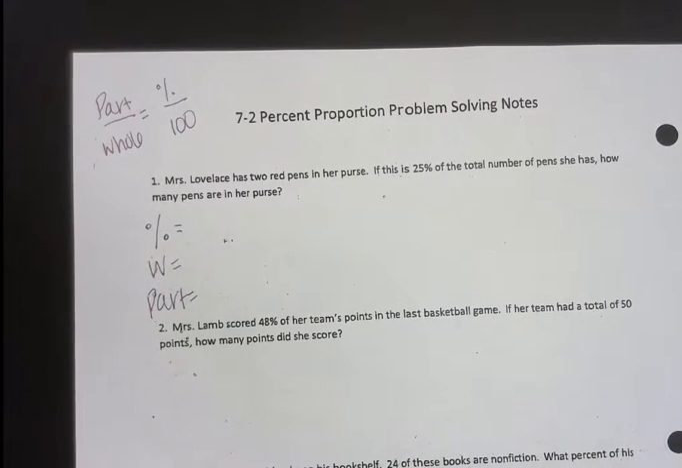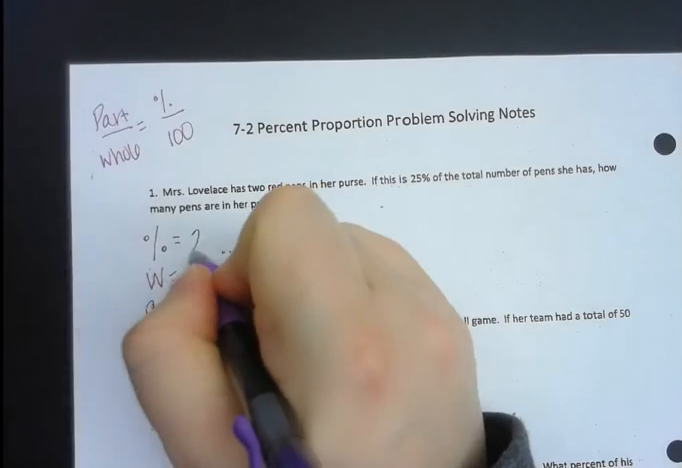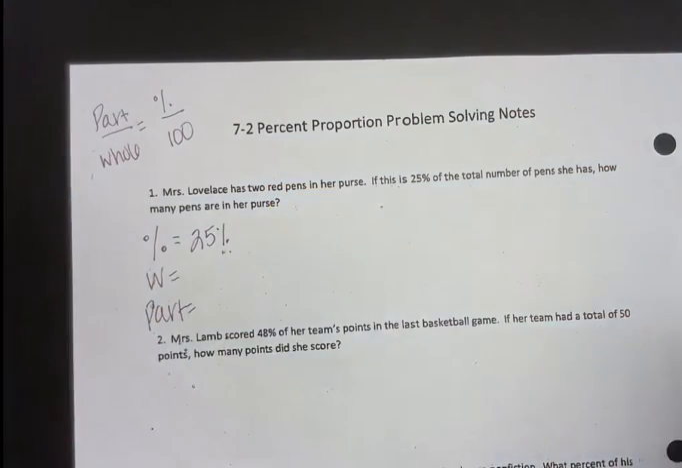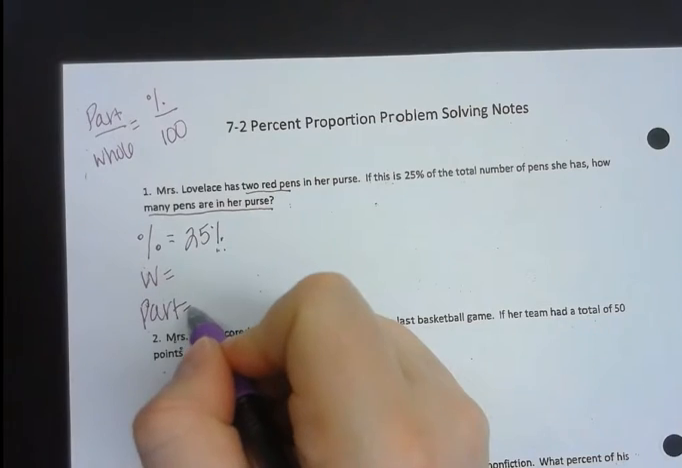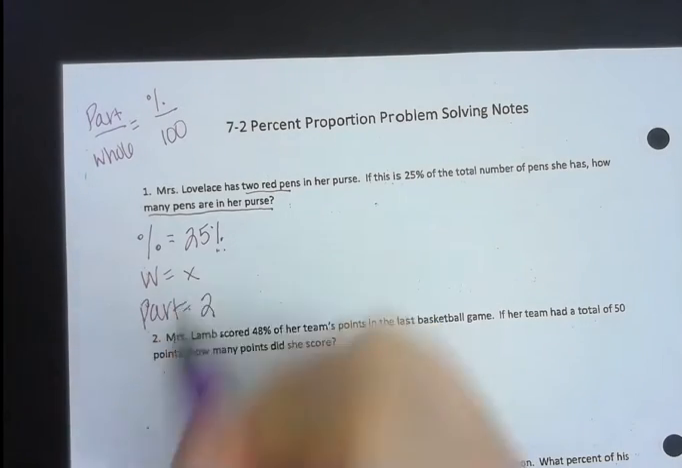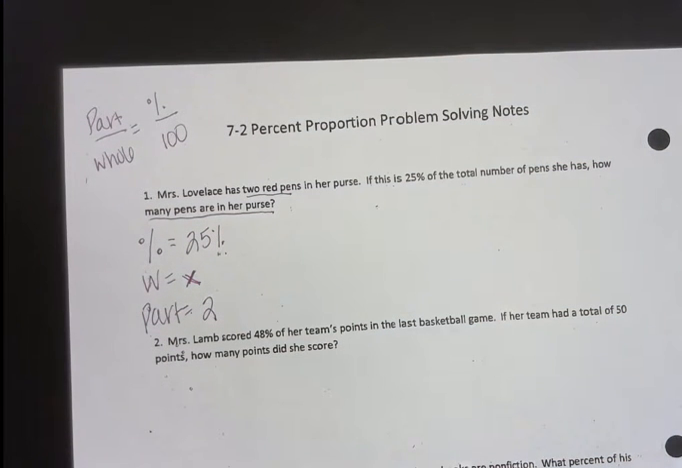So Mrs. Lovelace has 2 red pens in her purse. If this is 25% of the total number of pens she has, how many pens are in her purse? So what do I know? Do I know the percent? I know the percent, so it'd be 25%. I know that she has 2 red pens, and it wants to know how many total pens are in her purse. That means my part is 2, and I don't know my whole. It's my x. I know part of them are red, so it's 2.